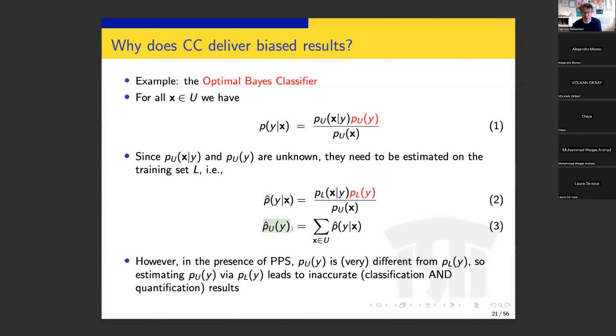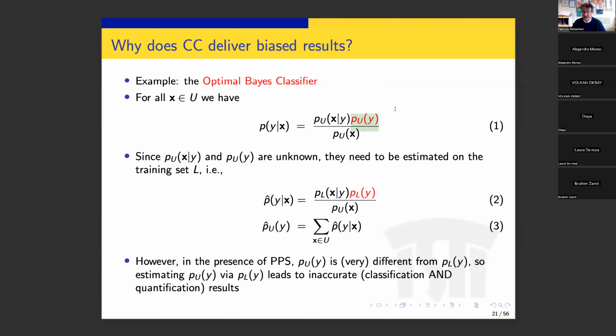And this will also allow us to estimate the class prevalence of y in U as the sum of these probabilities. Okay, so that's good. This is the standard estimation we do when we train Bayesian classifiers, and essentially this is the same that we do for training the naive Bayes classifier. There is a problem though. This development we did assumes that PL is a good estimate of PU. Is it a good estimate?